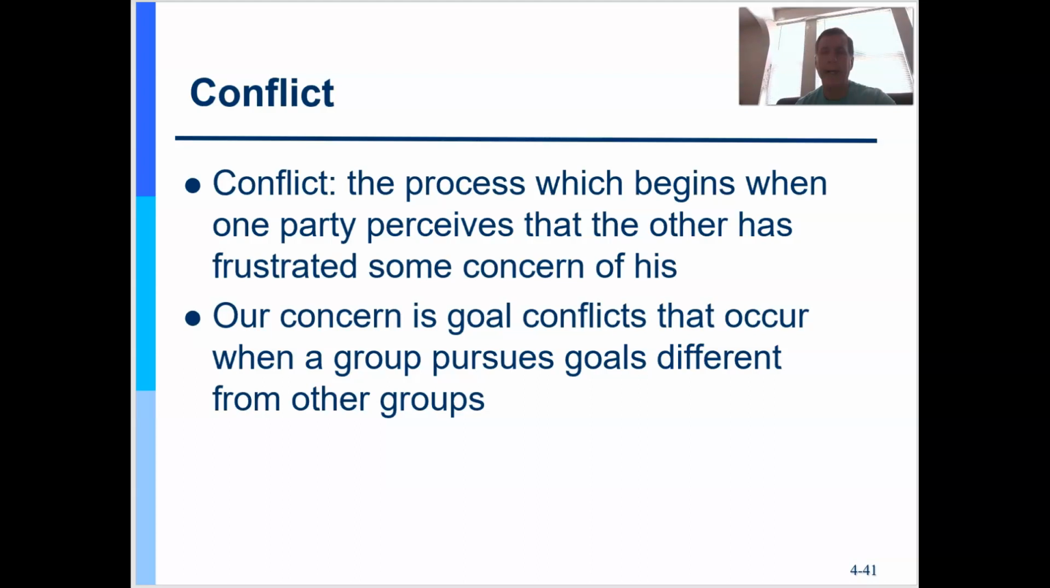Conflict is going to happen. Conflict is the process which begins when one party perceives that the other has frustrated something of concern to them. So our concern is goal conflicts that occur when a group pursues goals different from other groups. All right, let me put that in English.